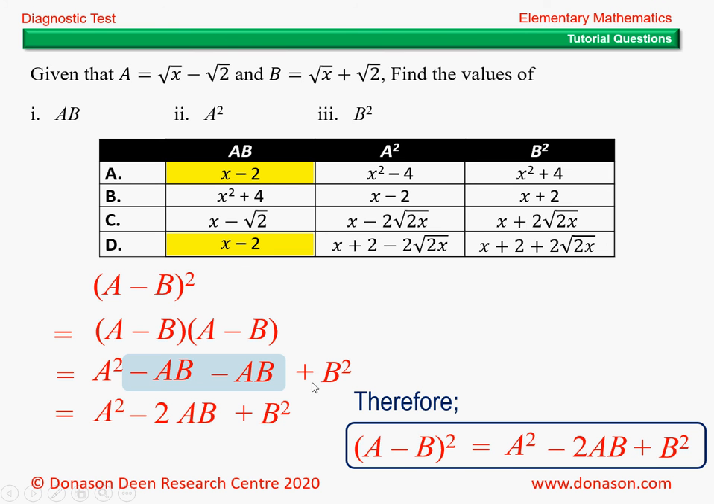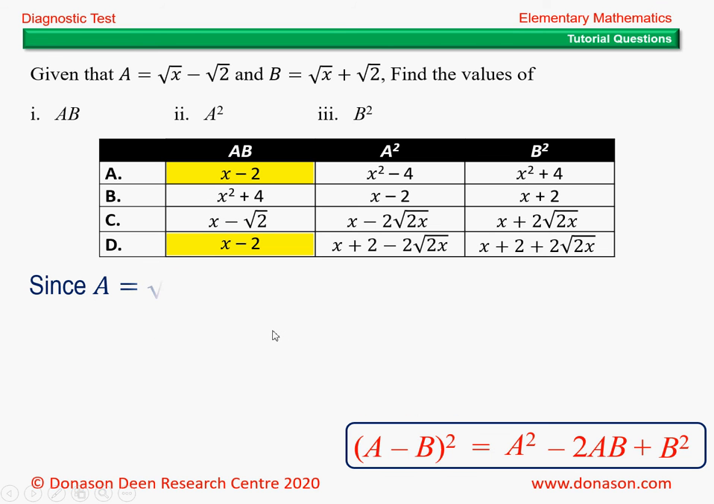Now what's the relevance of this in solving part 2? In part 2 we are asked to solve for the value of a squared, and of course the a has been given to you as the square root of x minus the square root of 2. So that's your a. So when I say solve for the value of a squared, it's going to be a squared.